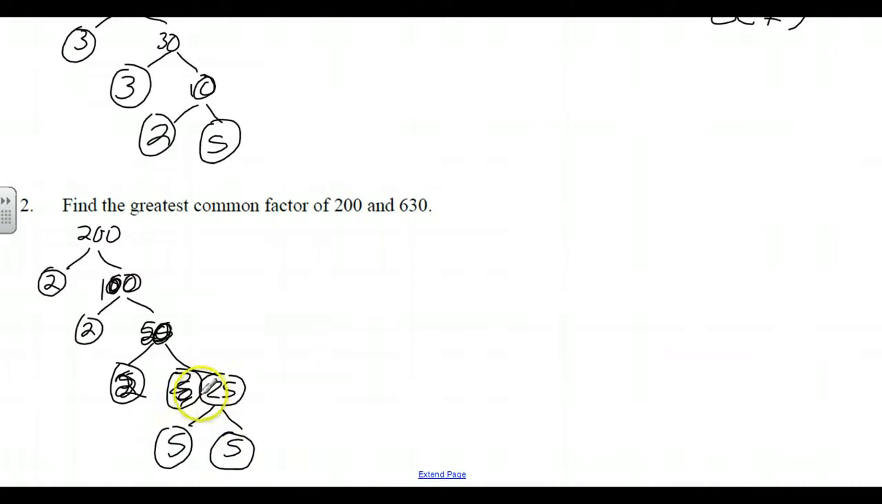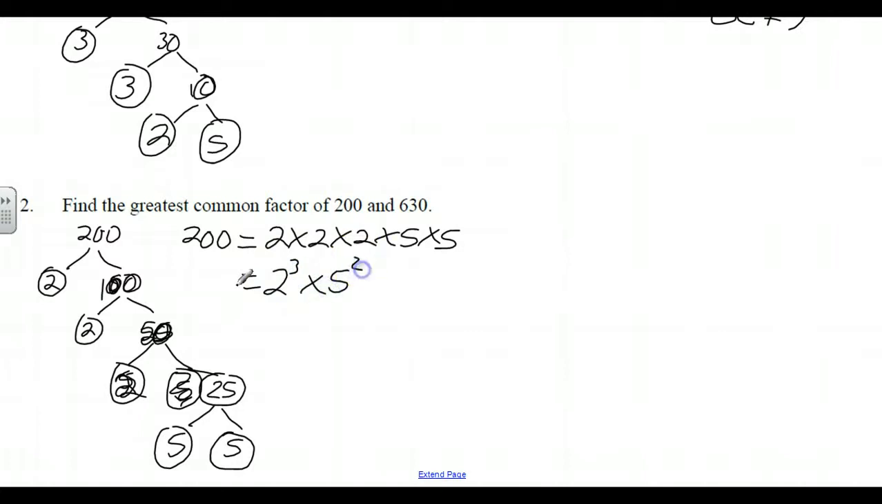No editing out mistakes here, folks. What you see is what you get. So 200 is 2 times 2 times 2 times 5 times 5. Now some people might write that as 2 cubed times 5 squared. And there'd be nothing wrong with that, but well, let's move on to 630.